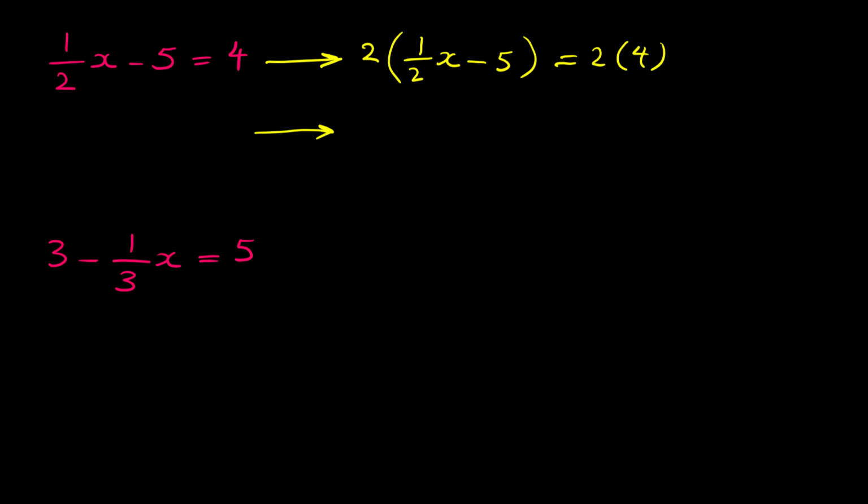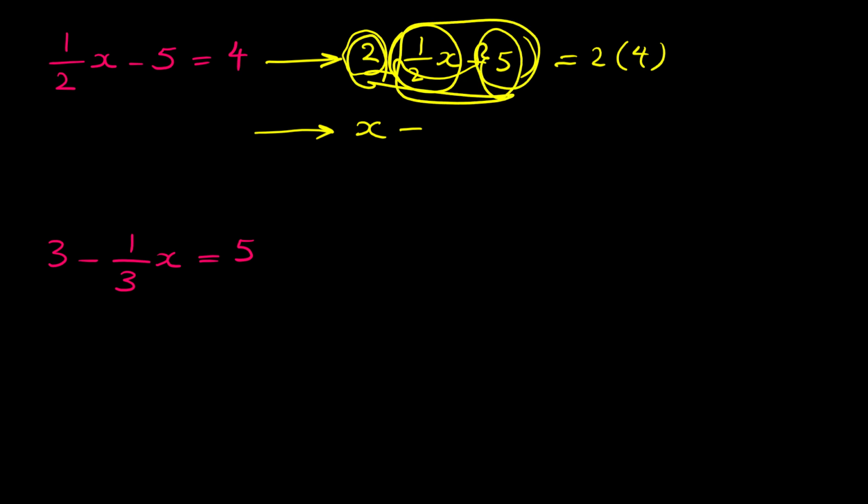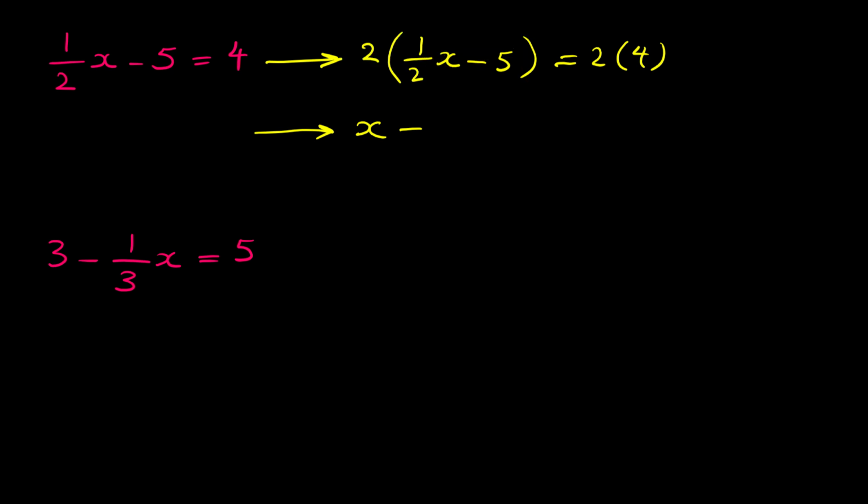And we have x minus 2 times 5. Don't forget, you have to multiply these two in every single term that you have in the bracket. 2 times 1/2 x, because 1/2 and 2 are reciprocal, 2 with 2 cancels, we have 1x. 2 times 5 is 10. So minus 10 equals 2 times 4 is 8. And this is easy. From this equation, x is 80.